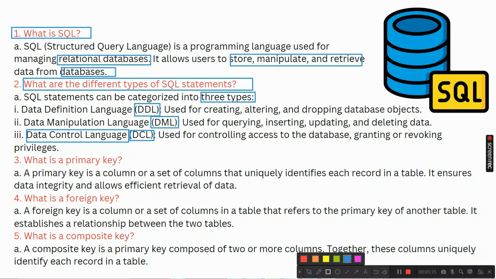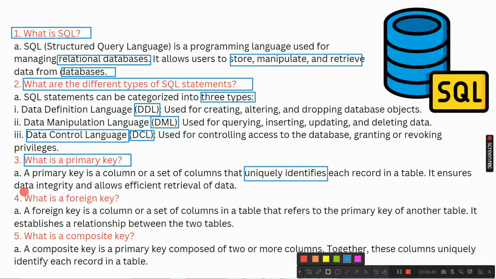Okay. Then the third question is, what is a primary key? A primary key is a column or a set of columns that uniquely identifies each record in a table. It ensures data integrity and allows efficient retrieval of data. Okay, this is called the primary key. So remember, a primary key is basically used to identify each record uniquely. Alright, this is the main use of a primary key.